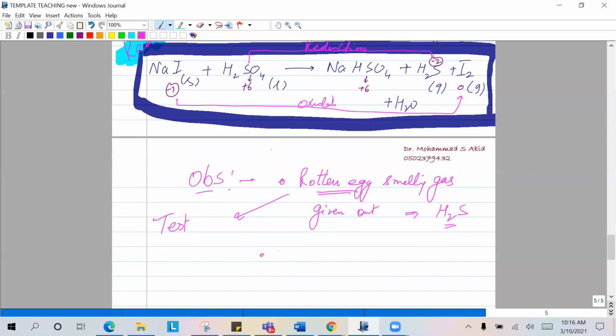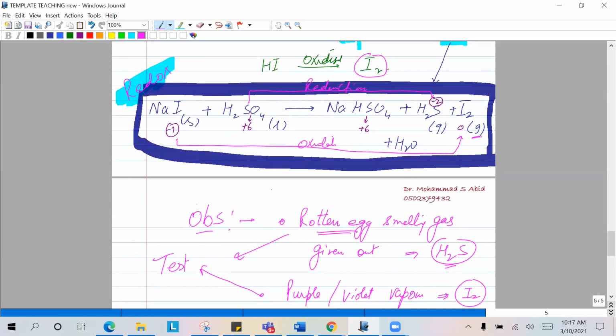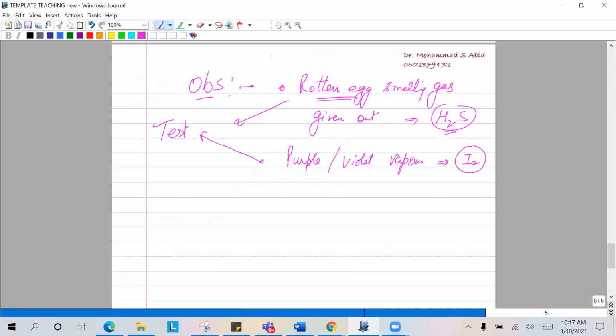And for iodine, since you are writing it as a gas, as an observation you can say purple or violet vapors. So that would be an indication of the I2, but we will have to confirm it through the test. So what we have learned about this is that I minus is a powerful reducing agent, so it reduces the SO2 further to H2S, and this is also a redox reaction.